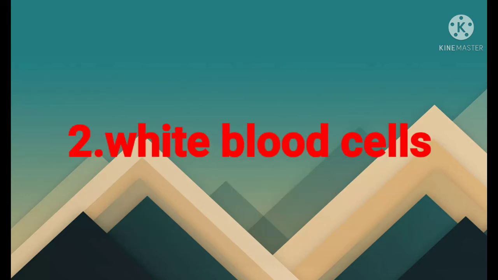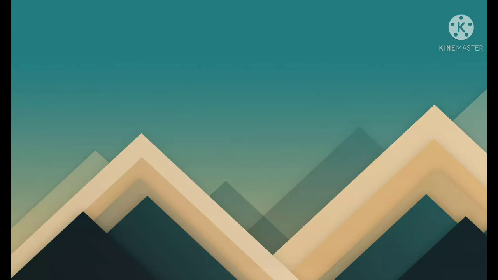Second one is white blood cells. White blood cells are also called WBC. These are again of different types. In higher classes, you have to learn more about WBC, white blood cells. These cells boost our immunity and protect us from microorganisms. They act like a police force of our body. Their lifespan is 20 days.